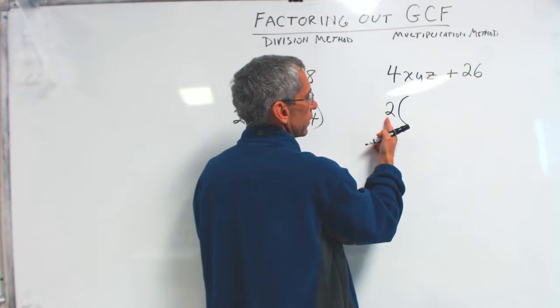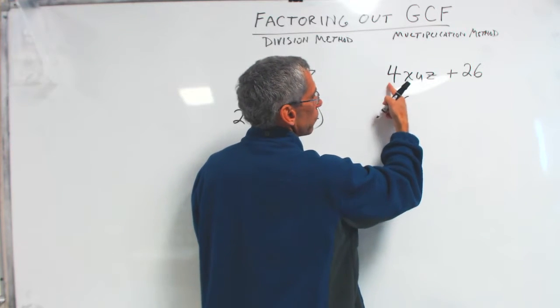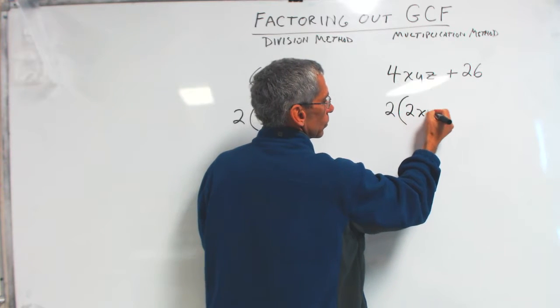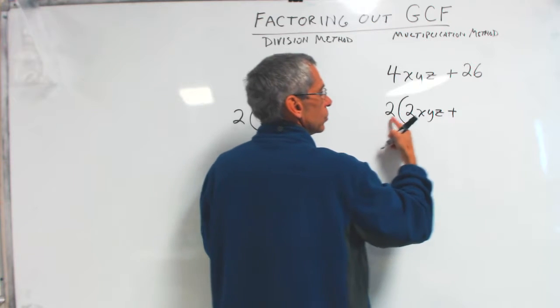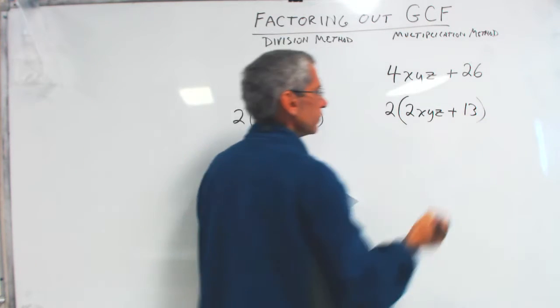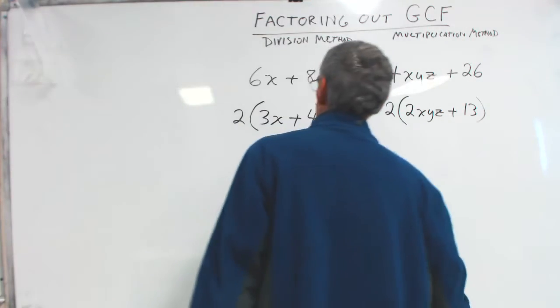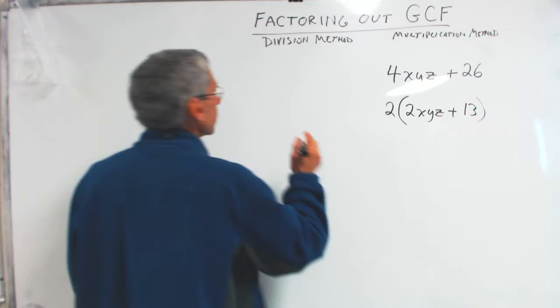Let's use our multiplication method. 2 times what is 4xyz? 2xyz. And then plus, 2 times what is 26? 13. That's so easy. Can we have our homework now so we can just do it and then be done?